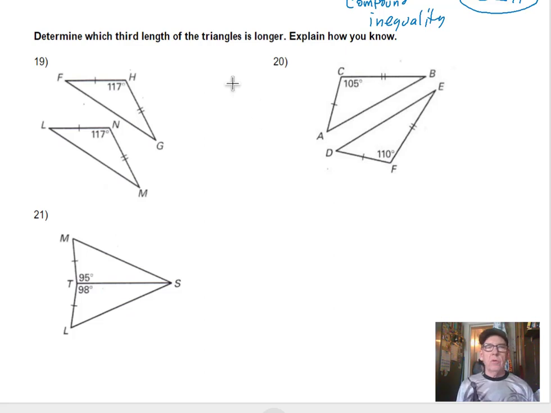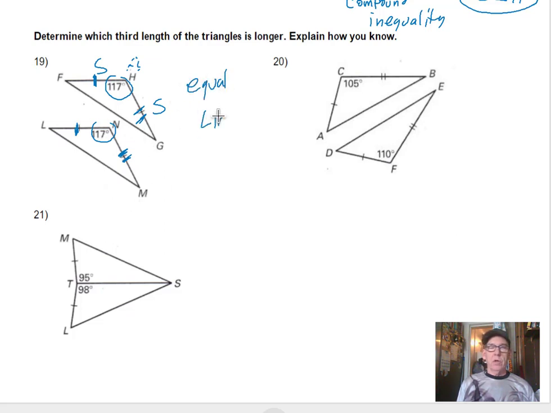Okay, so for these two, determine which third length is longer. This is called the Hinge Theorem. And what goes on with this is, notice that we've got two sides that are congruent. We've got another two sides that are congruent. But the angle in between, so this is like an S, A, S pattern, the angle in between in this one is exactly the same. So that means by SAS, these two triangles are congruent. So these are going to be equal.